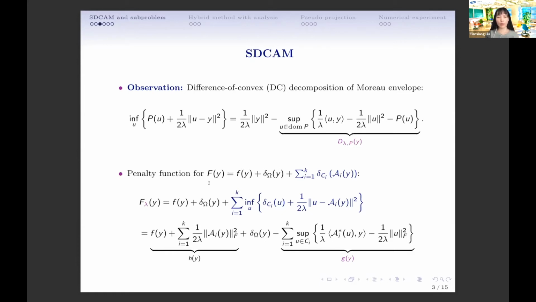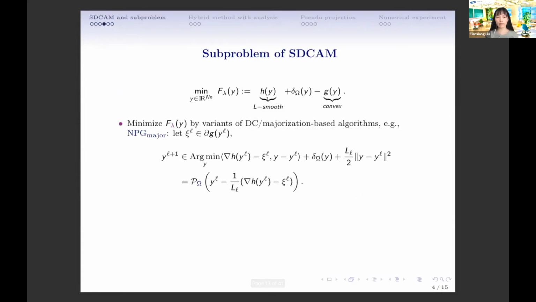So now the subproblem of SDCM is to solve this problem with a fixed lambda, right? That's the subproblem of SDCM: to minimize H plus this indicator function minus this G, whose subgradient can be obtained. So this is the subproblem of SDCM.